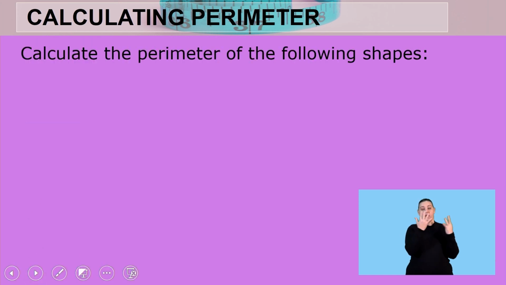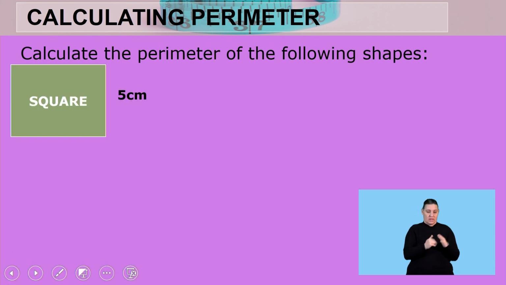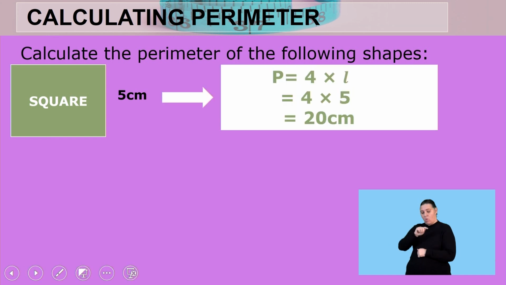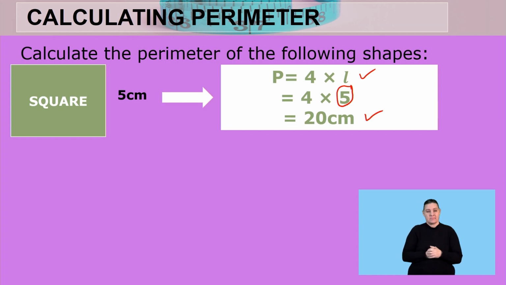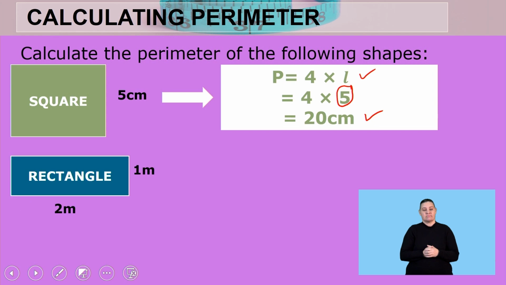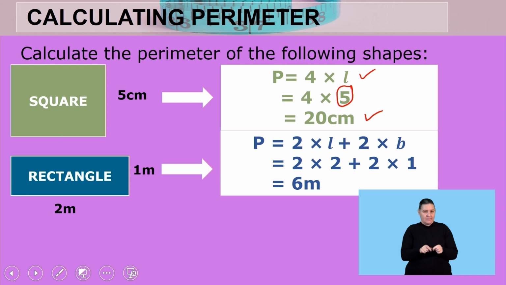So calculate the perimeter of the following shapes. We've got a square. So I know if it's a square, if they give me one measurement of 5, then all the sides measure 5. So what do I do? Go to my formula, replace the length with the 5, let the calculator do the work for me. Get my answer. Nice. Let's go to the next one. I've got a rectangle. With the rectangle, same situation, substitute into the formula. There's L, there's B, and that gave me 6 meters.